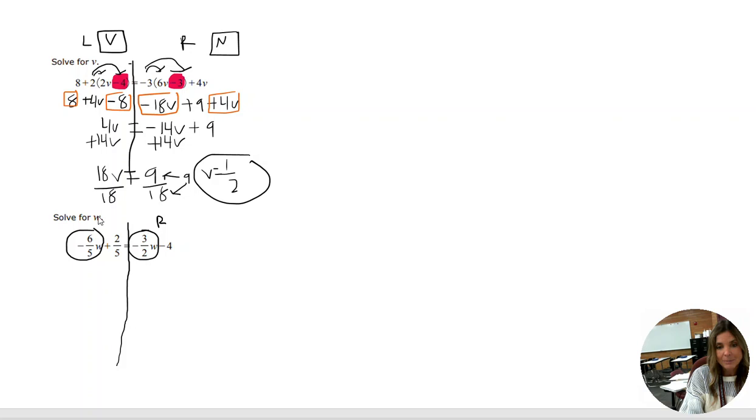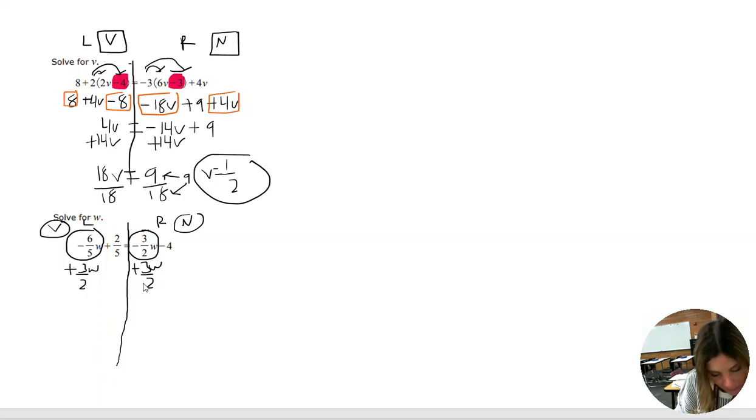And remember, this is my right side of the equation. This is my left side. I want my variable terms over here. I want my number terms on the other side. So I'm going to get rid of this -3/2 w by adding 3/2 w. I'm going to do this on both sides. Now you're for sure going to need to grab your calculator here.